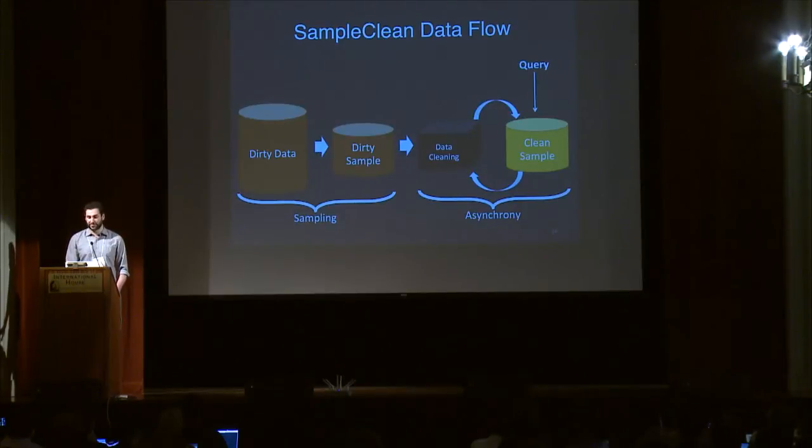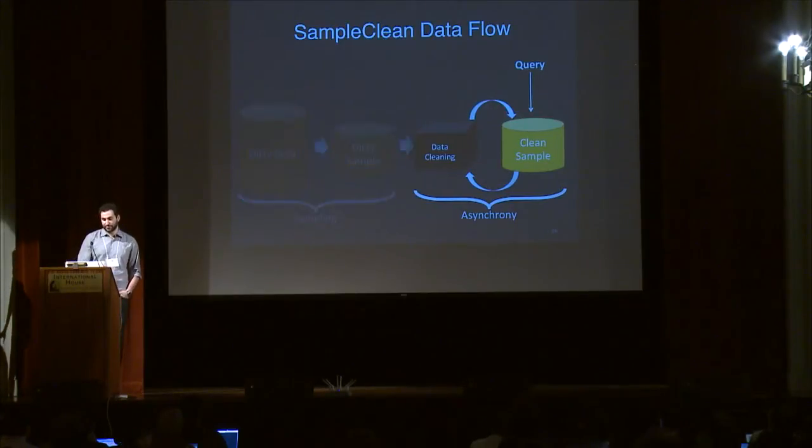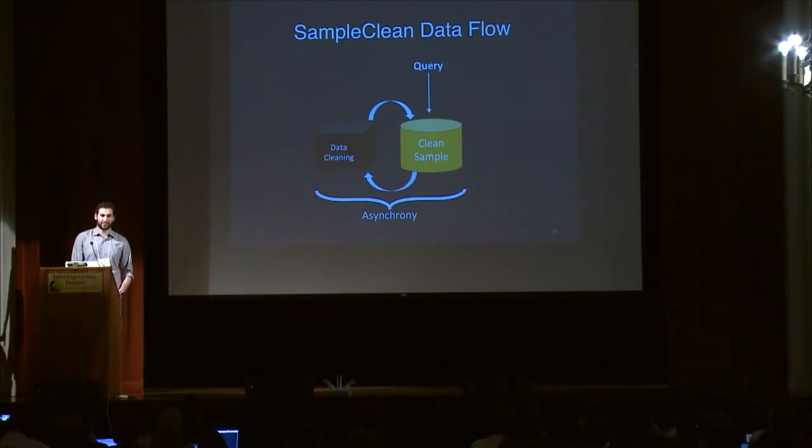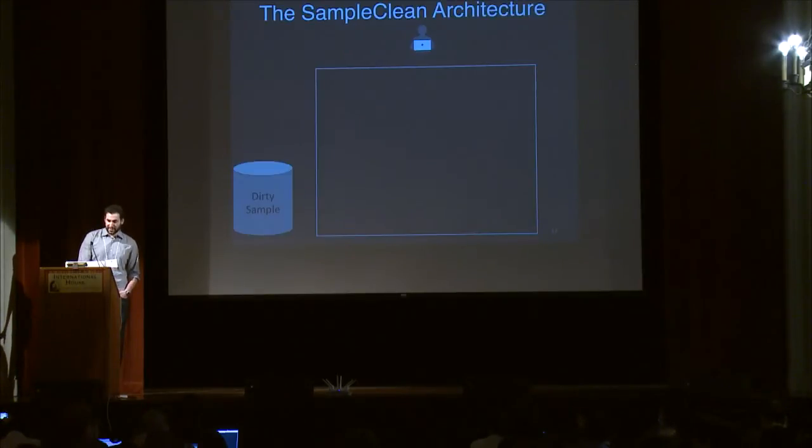The first half is sampling, where we take samples of the data, and the second half is asynchrony, where we clean your data in the background. I'm going to talk mostly about the asynchrony part today, because sampling, again, the BlinkDB story covers it, and related to the data error, we've published a paper on it not too long ago. So let's look at the high-level architecture of our SampleClean prototype.